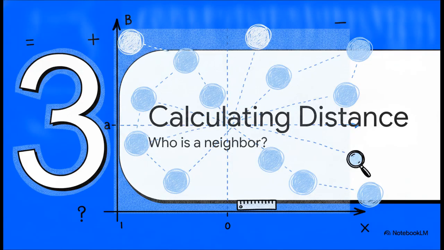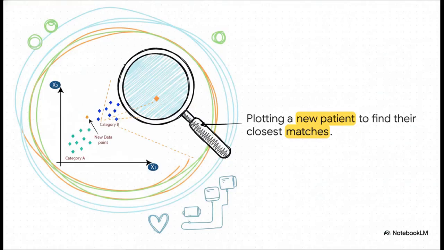Let's move on to Section 3, calculating medical distance. We keep saying the computer finds the closest matches, but how? Computers don't have eyes. To a machine, patients are just lists of numbers. Well, the secret is plotting these medical stats physically on a graph.